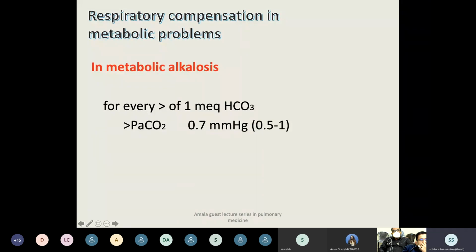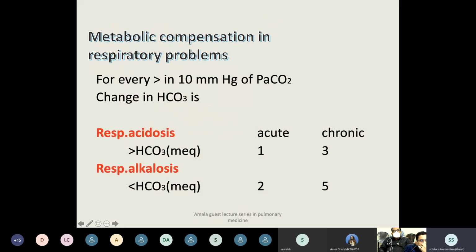So we saw that the compensation is always in the same direction as the primary abnormality. Now, what is the metabolic compensation in respiratory problem? We already discussed this in acute and chronic respiratory acidosis. Here, PaCO2 is going up. So for every increase of 10 millimeters of PaCO2, the bicarb will also go up by 1 in acute, by 3 in chronic. So you can see that the change here is more in chronic.